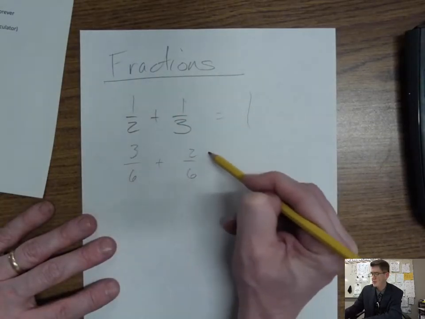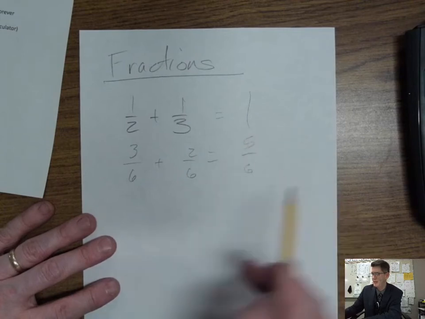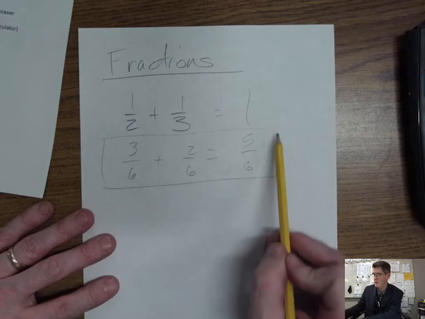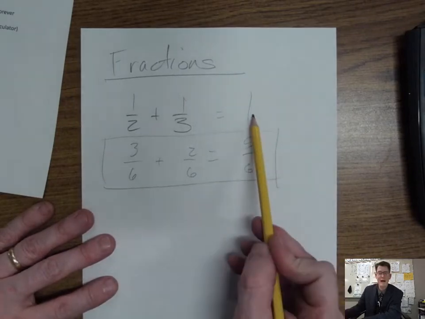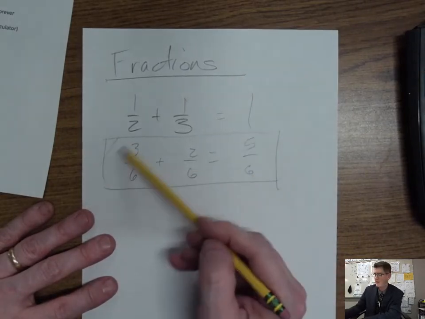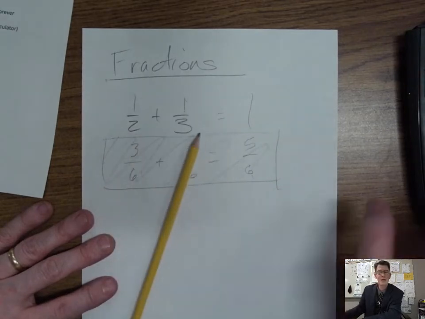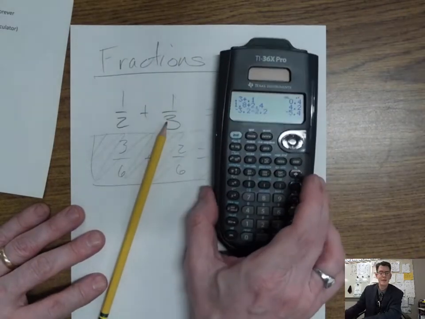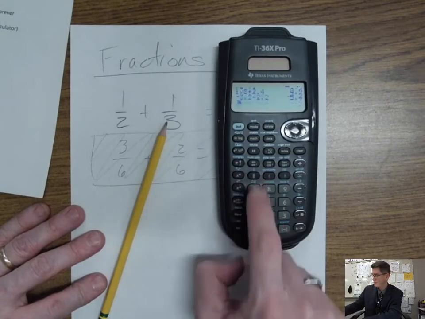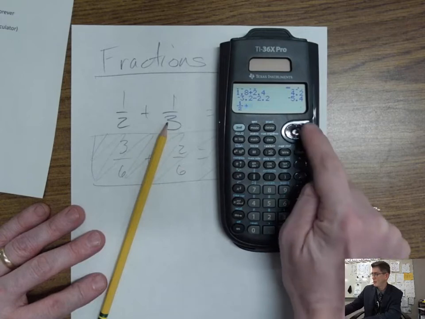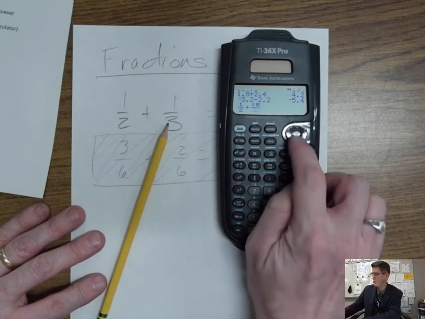That's 3/6 and 2/6. That's going to give you 5/6. We're not doing it that way now. We're spending more time with calculators. But that 5/6, that's close to 1. 5/6 is almost 1. But you can type this into a calculator and see what the answer comes out as. So the fraction 1/2, you're going to add the fraction 1/3.